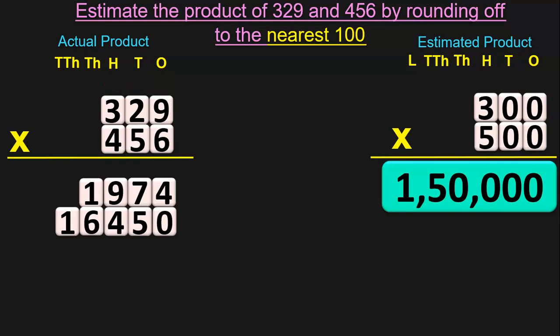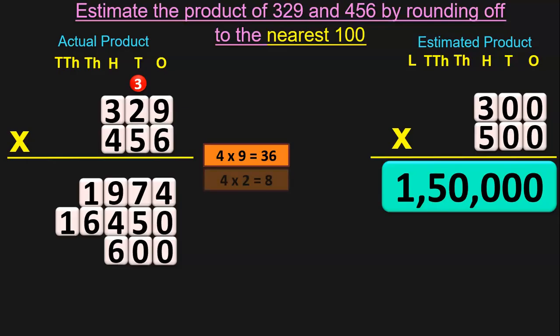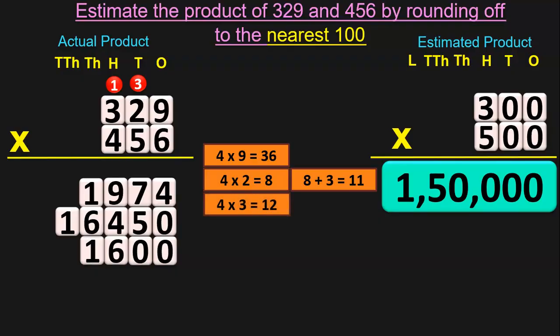Next, we'll have to multiply 329 by 400 because 4 is in the hundreds place. For that, first you'll have to add a 0 in the ones place, another 0 in the tens place. Now multiply 4 by 9. 4 by 9 is 36. 6 carry over 3. Next, 4 into 2 is 8. 8 plus 3 is 11. 1 carry over 1. 4 into 3 is 12. 12 plus 1 is 13. 3 and 1 will move to the lakhs place.